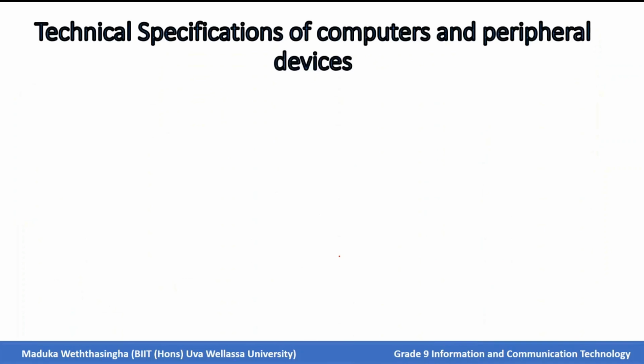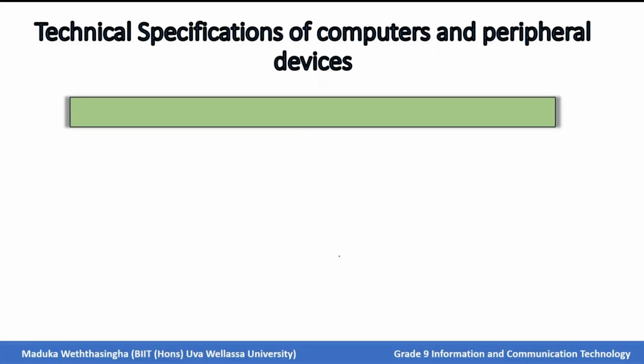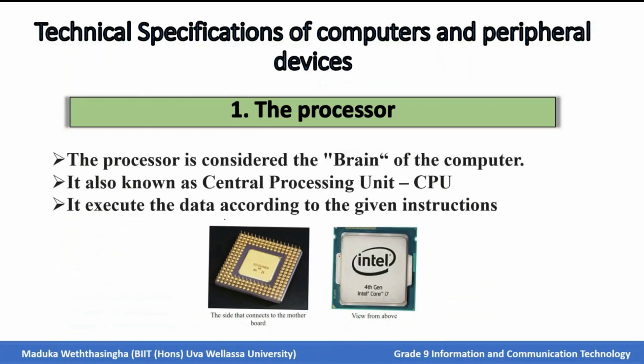Technical specifications of computers and peripheral devices. So we discussed there are many technical specifications. From that, first we are going to discuss the processor. Processor, you know about this. We call this the central processing unit, and also we consider it the brain of the computer. Simply we can say it's the CPU, Central Processing Unit.